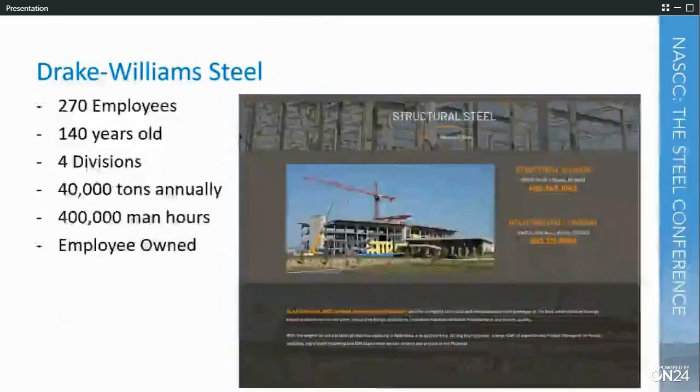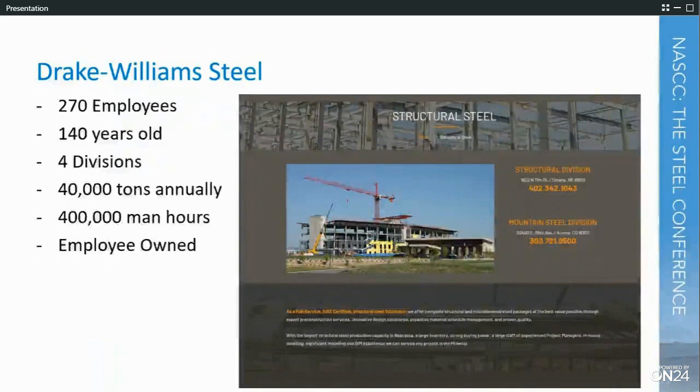Before we dive into it, I just want to give you a little brief history on what Drake Williams Steel is. It might give a little bit better understanding of why we do what we do and how we do it because of the size of our operation. So Drake Williams Steel, structural steel fabricator, been around for 140 years. We have 4 different divisions. Me and Justin work out of our structural division in Omaha, Nebraska. It's about a 270,000 square foot fabrication facility where we focus on structural and miscellaneous steel.